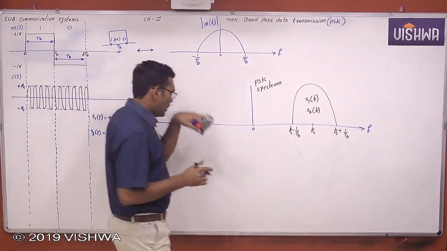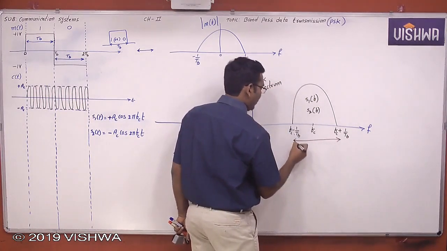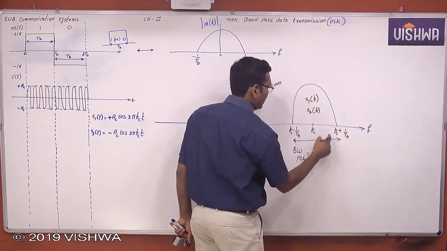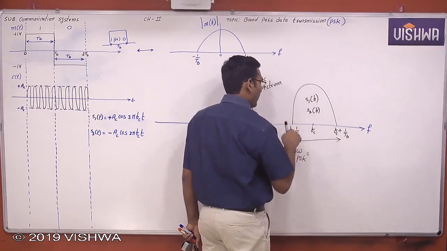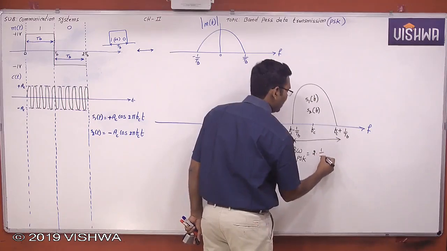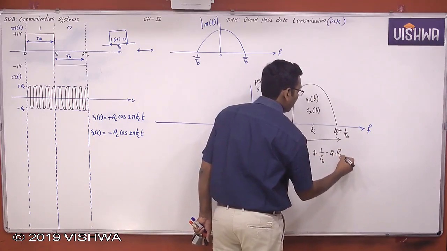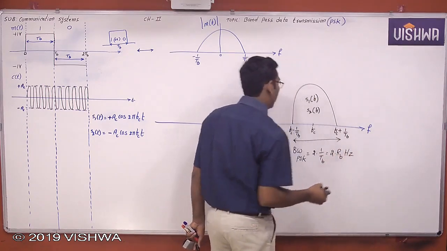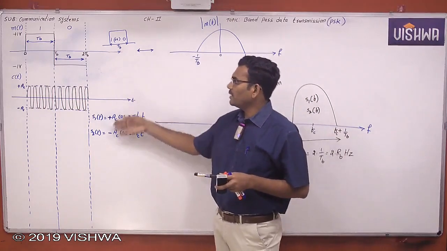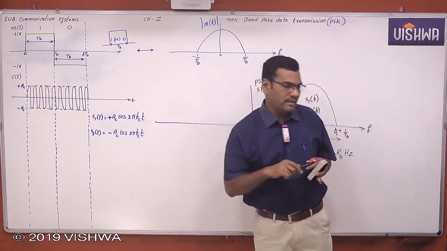Now what is the bandwidth of the PSK signal? The bandwidth of the phase shift keying signal is Fc plus 1 by Tb minus Fc minus 1 by Tb, therefore 2 into 1 by Tb, which is equal to 2 by Tb. This is the bandwidth of the PSK signal. PSK waveforms in time domain we already completed. Now the PSK waveform in frequency domain, we call it a spectrum.